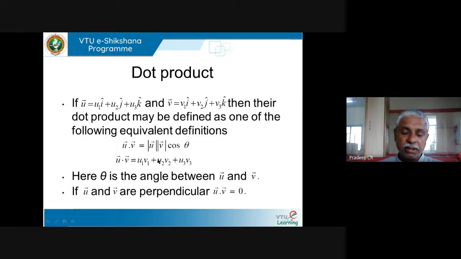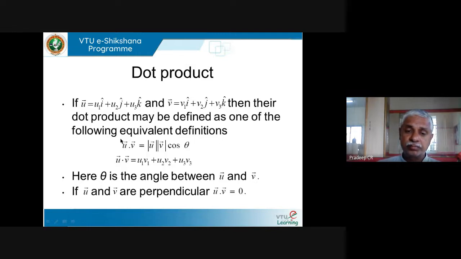Clearly, if the angle between u and v is 90 degrees, then cos 90 is 0, so u dot v is 0. So this is a sort of equivalent definition: u dot v is 0 means u is perpendicular to v. Now I told you vector is a fancy name for arrow. Similarly, we will use a fancy name for perpendicular also. We will say orthogonal. That's used often. I will show it whenever it comes up in a problem.